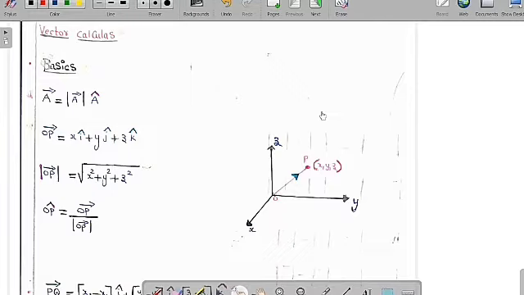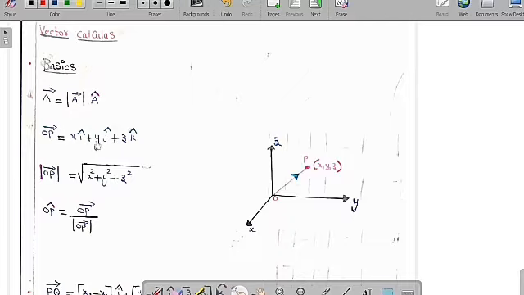So in this lecture, we are going to learn and revise the vector calculus of mathematics in a very detailed manner. See, in vector calculus, the first topic is the basics. Any vector a bar, we can write in terms of the magnitude of that vector and also the unit vector. So a bar is equal to the magnitude of that vector times the unit vector.